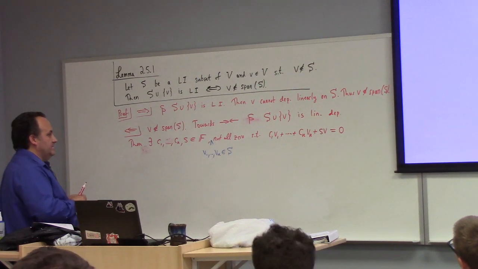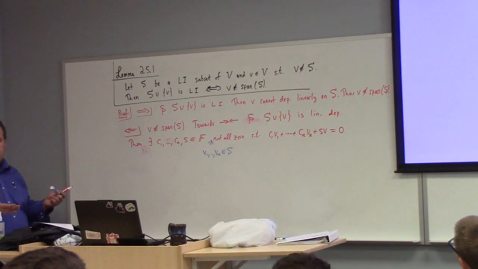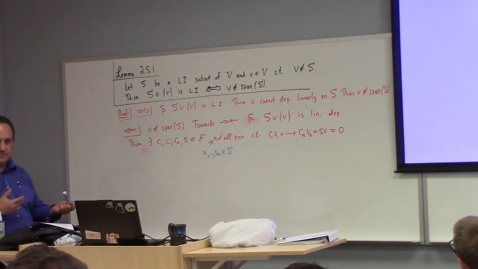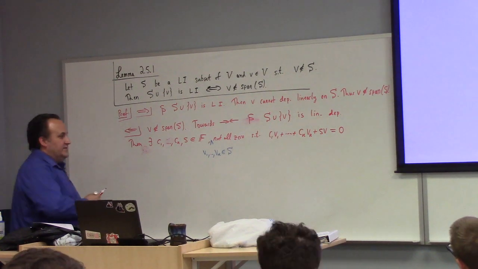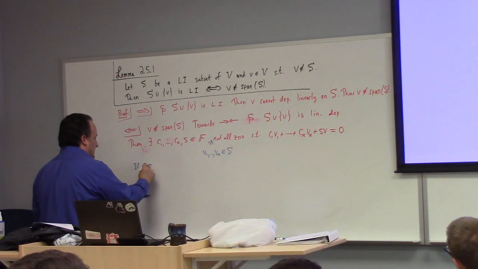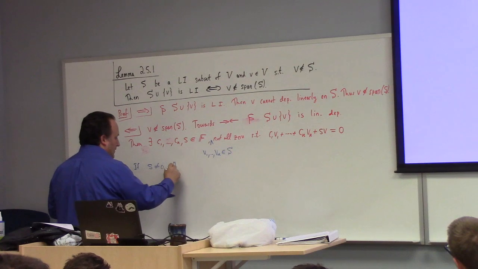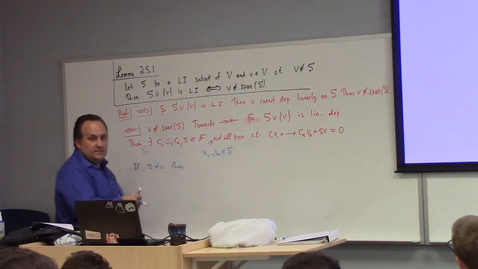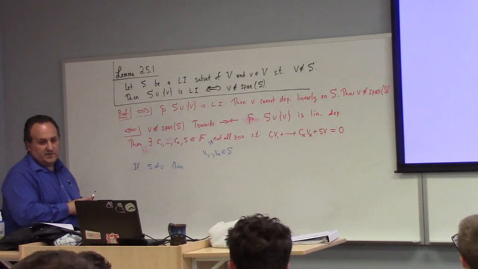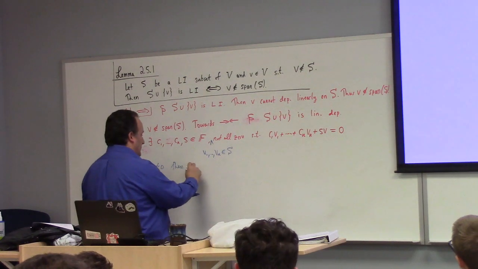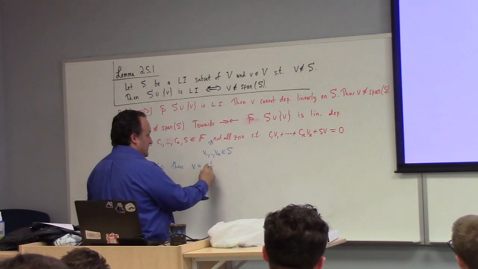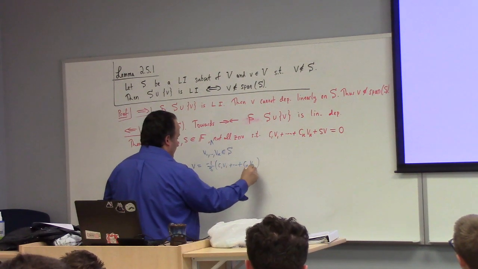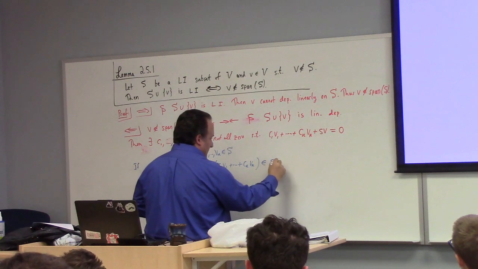So logically, there are two possibilities, right? Either S is equal to 0 or S is not equal to 0. Them's your choices. So if S is not equal to 0, then you can solve for V. V equals what? Minus 1 over S, C1V1 plus ... plus CKVK, which is manifestly in the span of S.